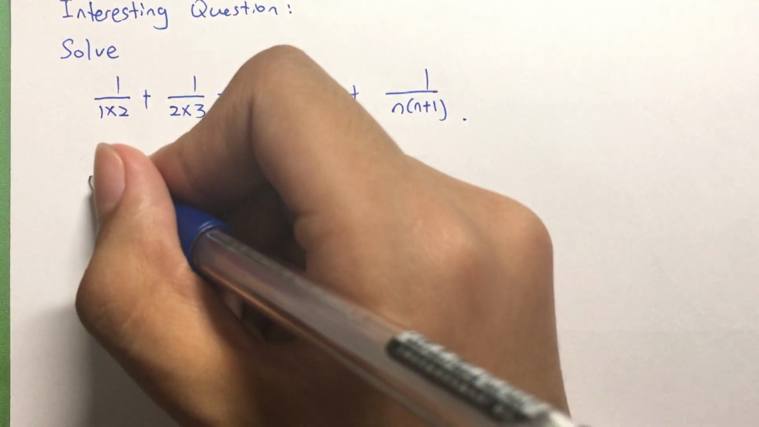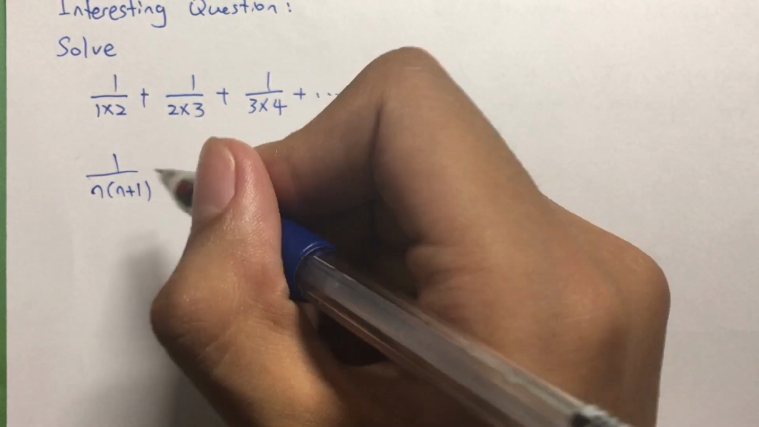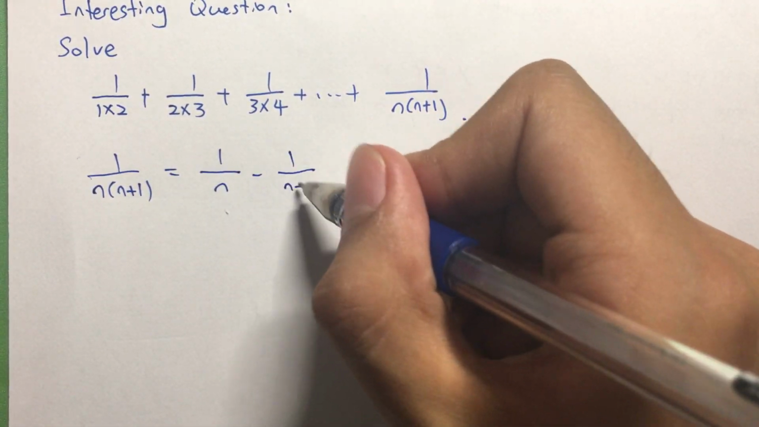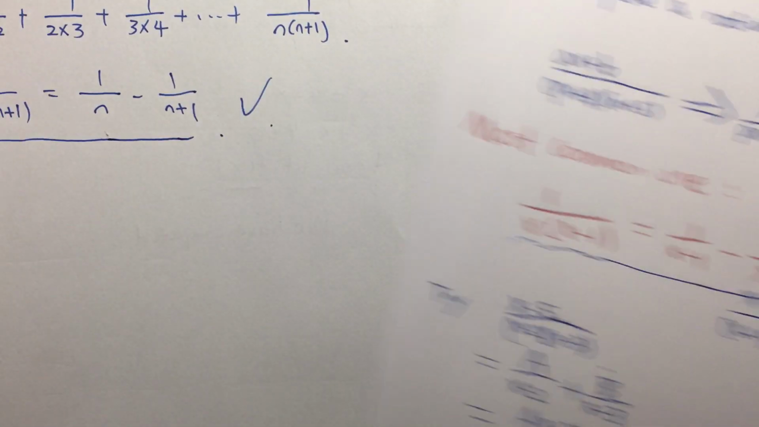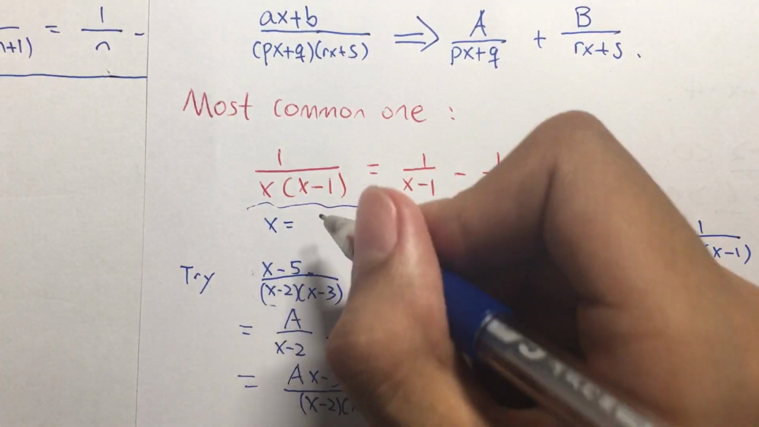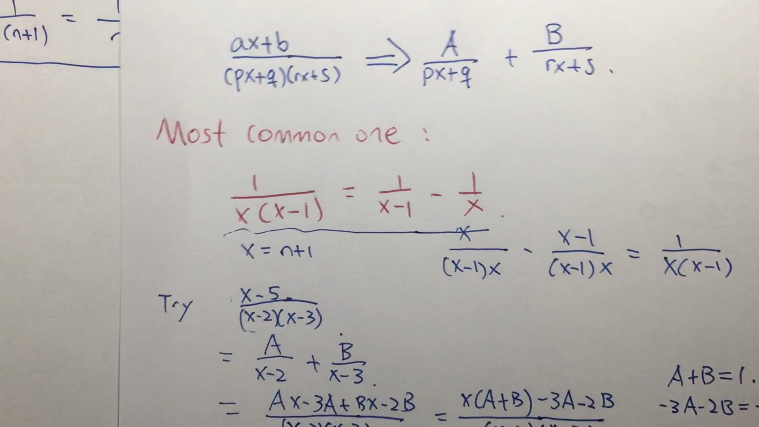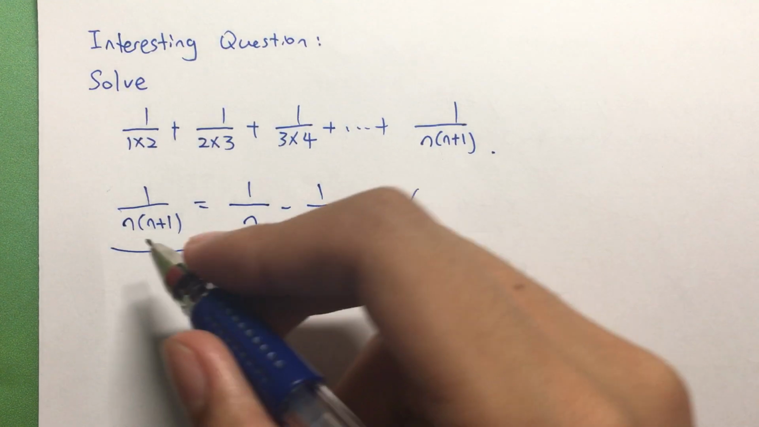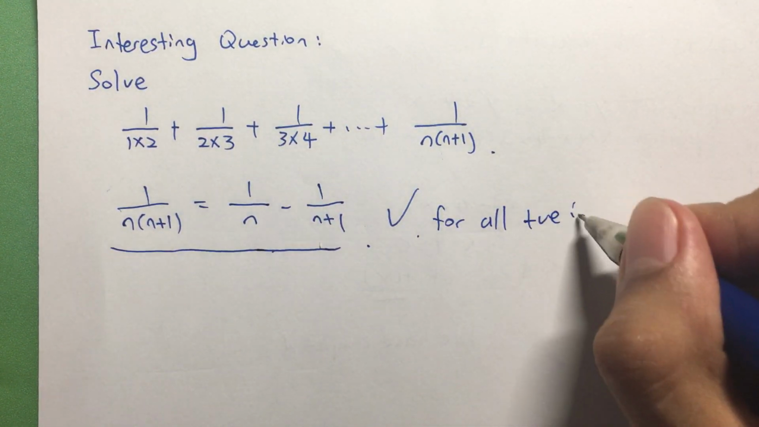So which means that 1 over n times n plus 1 is equal to 1 over n minus 1 over n plus 1. This is correct because here the x is equal to anything. So we can just assume x is equal to n plus 1, and we will get that. And that is for all positive integer n.